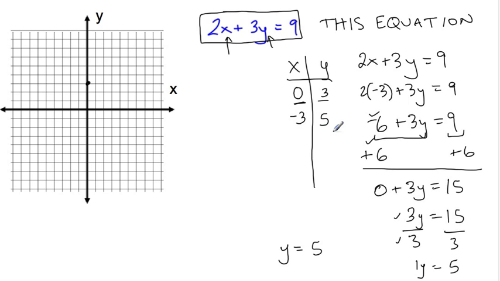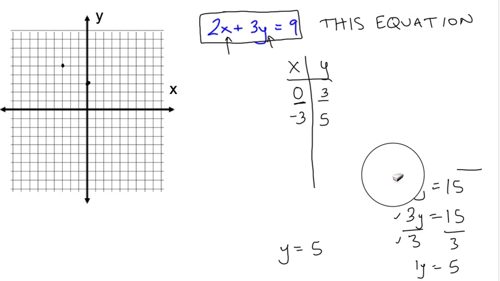So my point is negative 3, 5. So I'm going negative on the x-axis. Negative on the x-axis. 1, 2, 3. And then I go positive on the y-axis. 1, 2, 3, 4, 5. Cool. So far I've got 2 points. I'm looking pretty good. Well, personally I think I'm always looking pretty good, but that's another story.